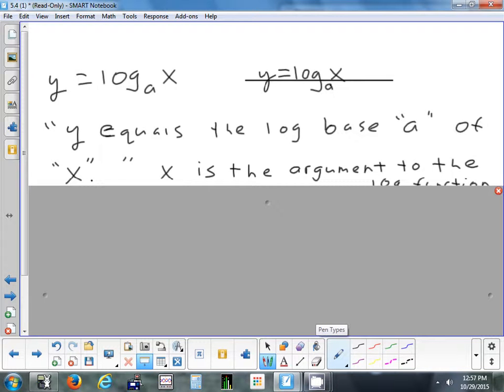And x is called your argument. That's just the thing that you're plugging into the log function. Just like if I did this, we could call 5 the argument. It's the thing I'm plugging into the square root function.